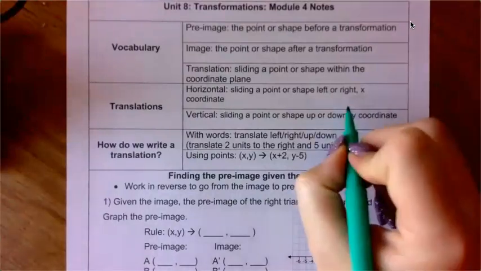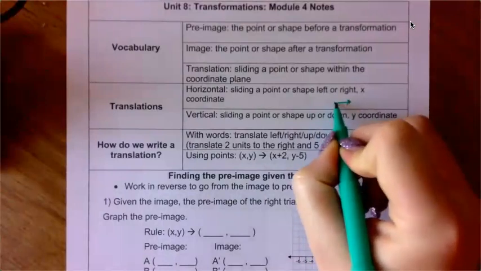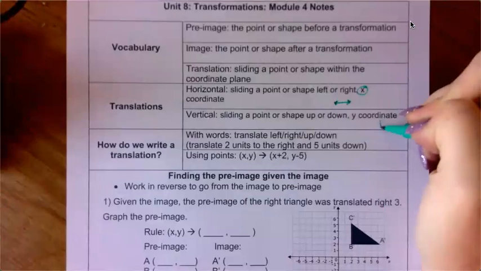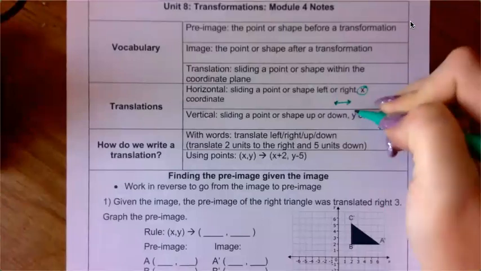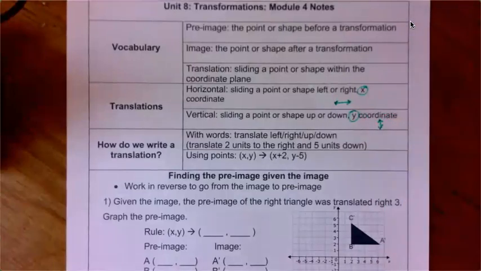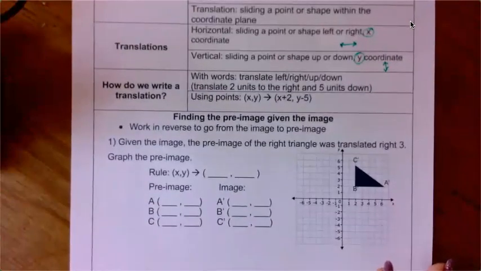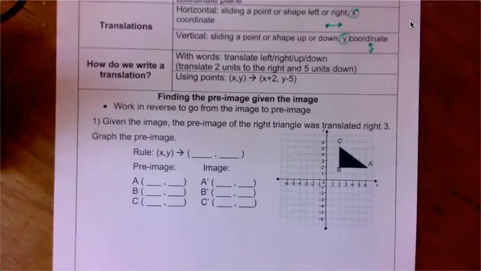Horizontal translations go left or right. They change the x coordinate. Vertical translations go up or down, change the y coordinate. You can see it written in words, and then we usually put it in the rule in order to find what we're looking for. Okay, so we're going to work in reverse to go from the image to the pre-image.